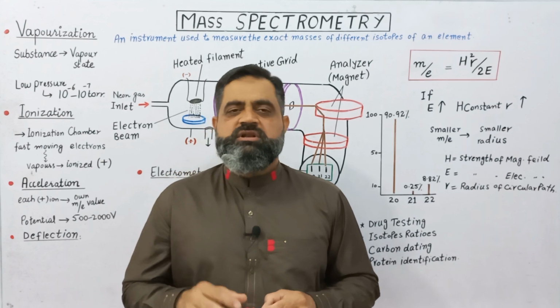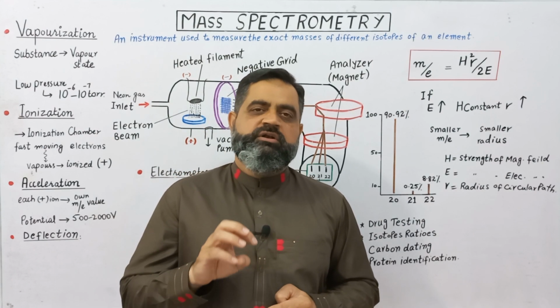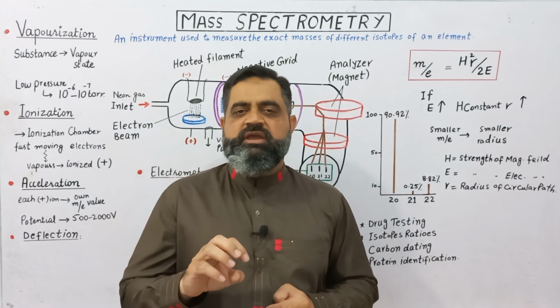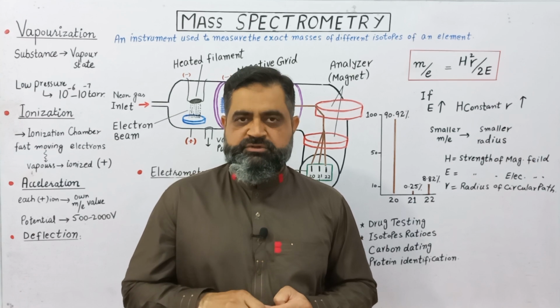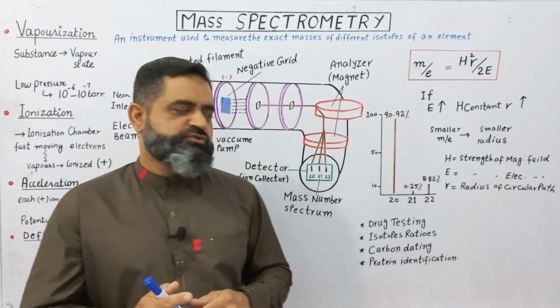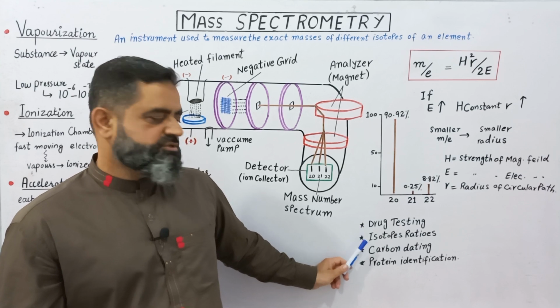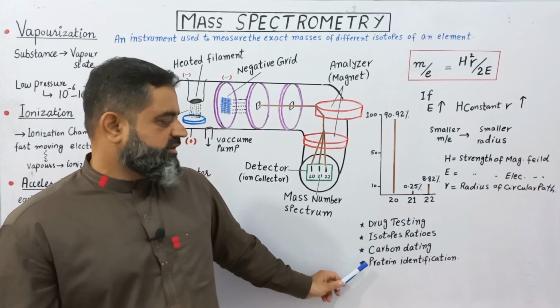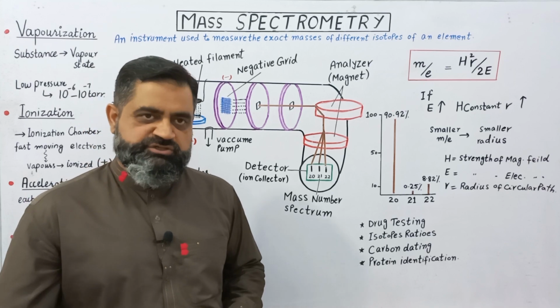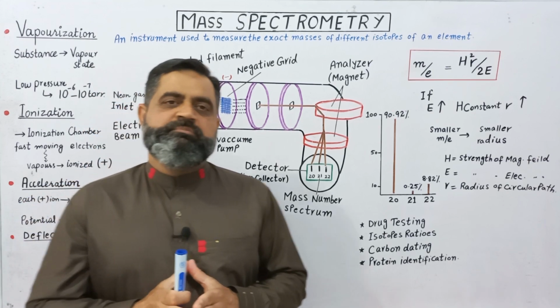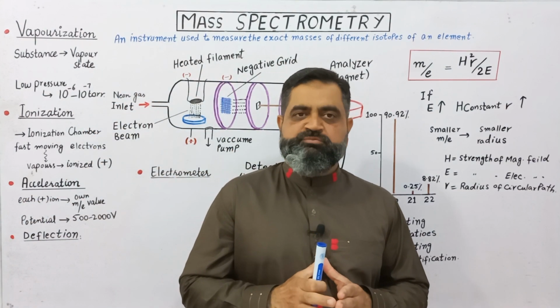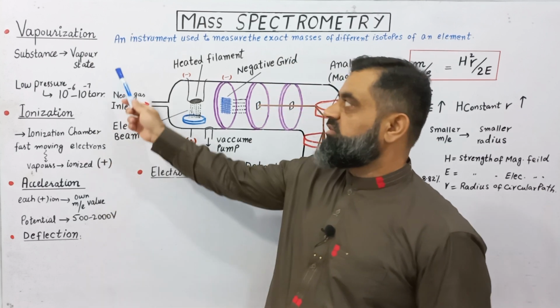Mass spectrometer is not only used for detection of masses of different isotopes, rather it is also used for drug testing, isotope ratios, carbon dating and protein identification. So the first step in mass spectrometry is vaporization.